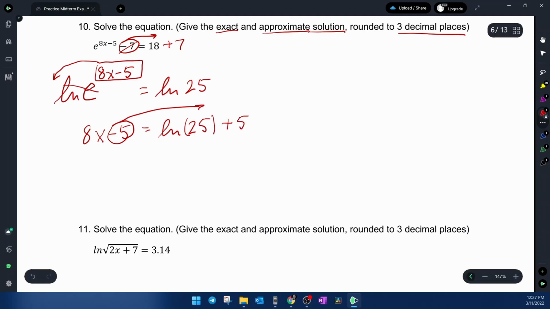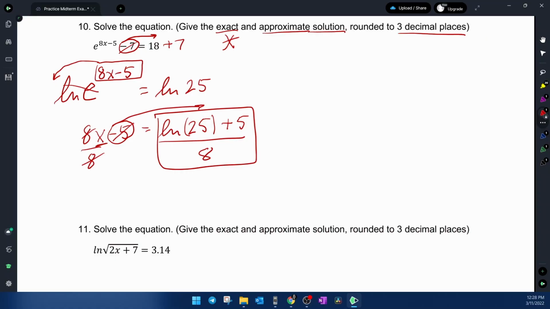I'm going to put that 25 in parentheses so that I know that we're taking the natural log of only the 25. And then I would need to divide both sides by 8. And then notice that does get the x by itself. So there is your answer. That is the exact answer.